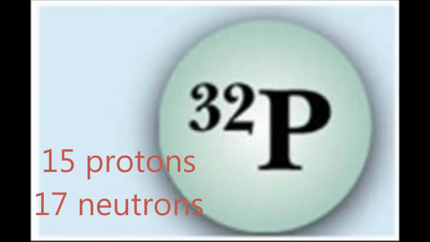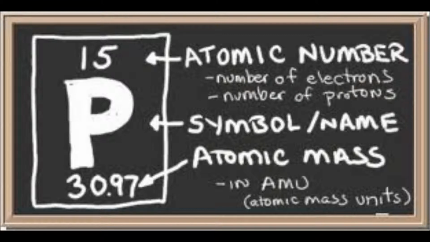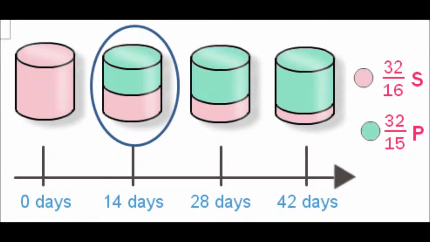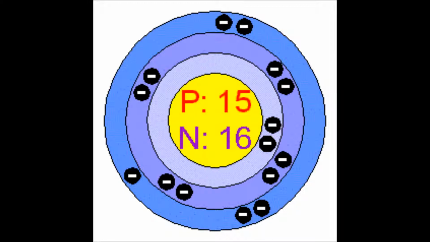Phosphorus 32 has 15 protons and 17 neutrons. Its atomic number is 15 and its atomic weight is 30.97. The physical half-life of phosphorus 32 is 14.29 days and the biological half-life is 257 days. The symbol for phosphorus is capital P. If we were talking about the way the protons, neutrons and electrons are placed on the atomic diagram, the neutrons and protons will be placed in the nucleus, and there will be 2 electrons on the first shell, 8 on the next shell, then 5 on the outer shell.